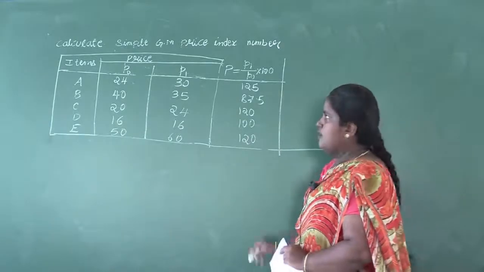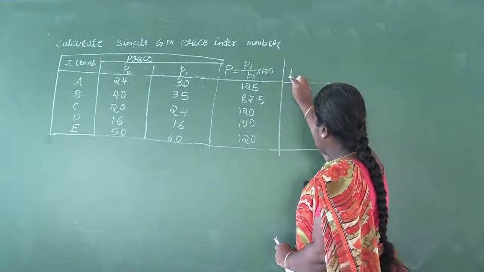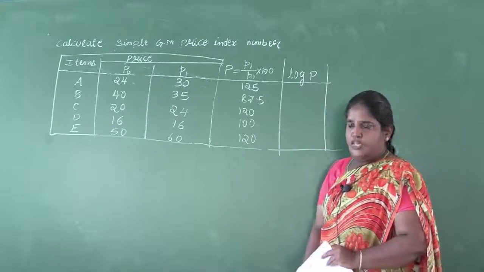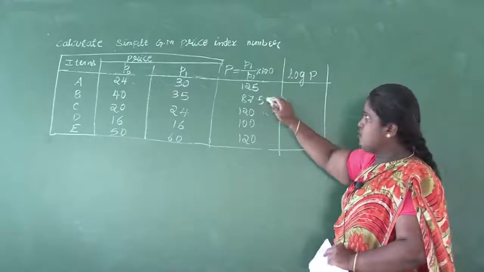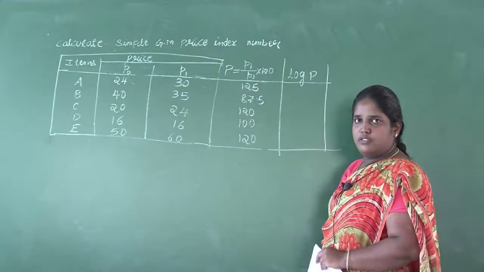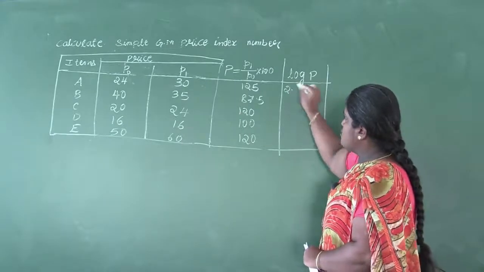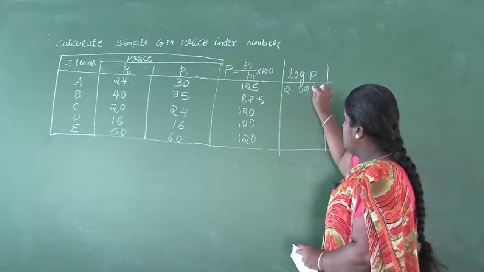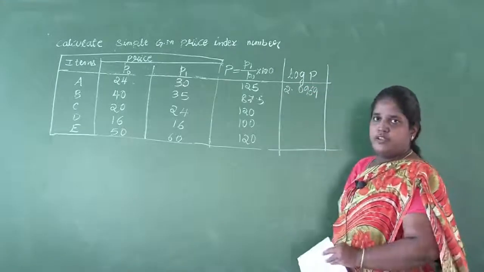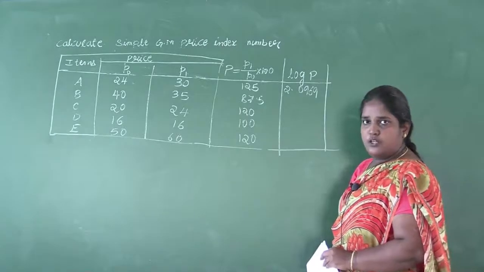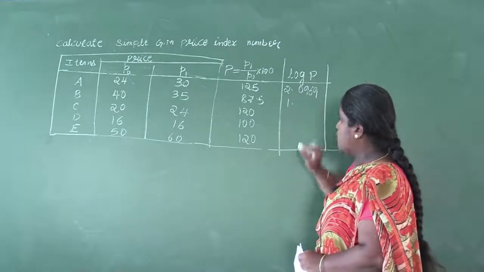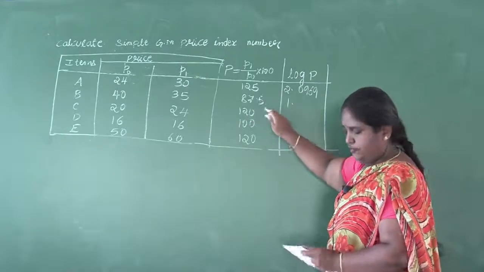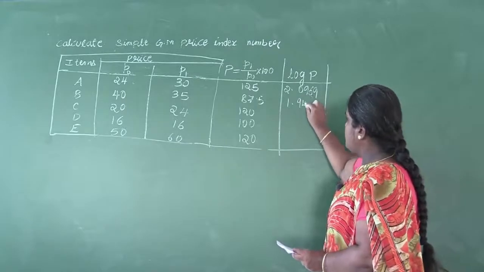So after P, since we are doing the geometric mean, we need the total of log P. So log P for 125, we'll see the value now. So 125 is a 3-digit number. So 3 minus 1 will get 2. So 2 point, then 12 under 5. 12 under 5 is 0969. Next, 87.5 is a 2-digit number. So 2 minus 1 will get 1. So it will be 1 point. See the table value for 87 under 5, which is 9420.